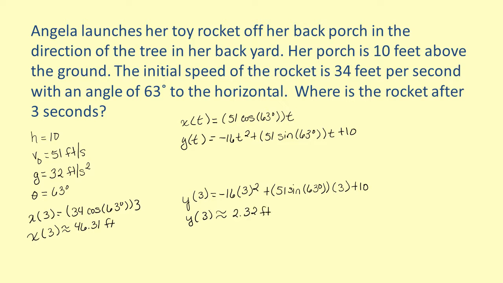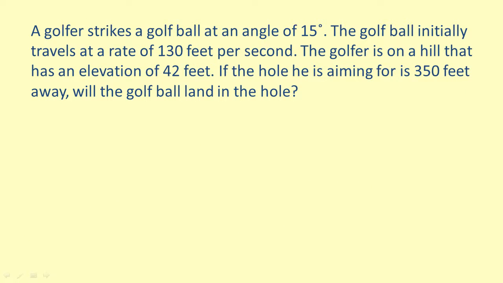This means that after 3 seconds, the rocket has traveled a horizontal distance of 46.31 feet and is at a vertical distance of 2.32 feet. If we were to plot this point on a graph, the ordered pair would be (46.31, 2.32). Like the last example, our first step should be to organize the information and define our variables.